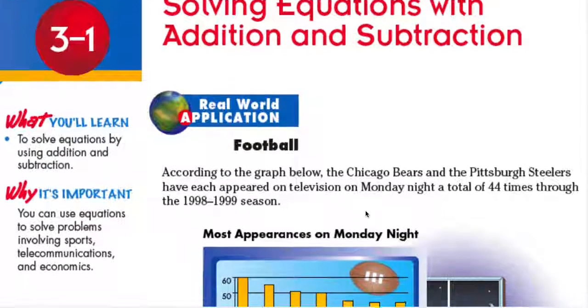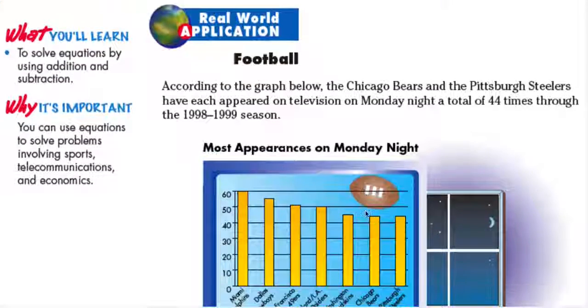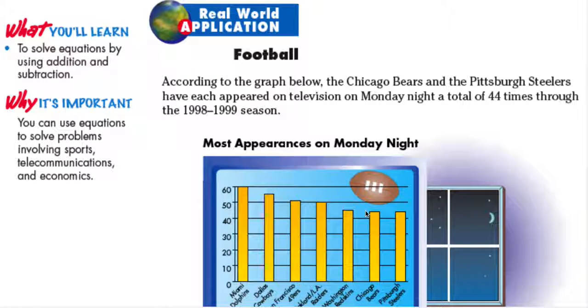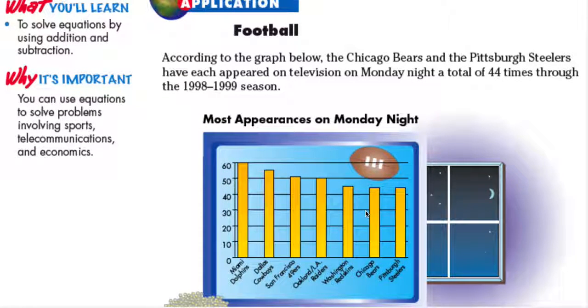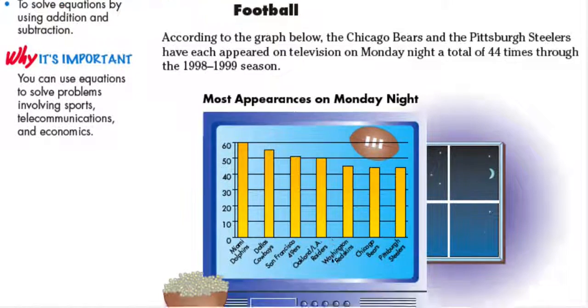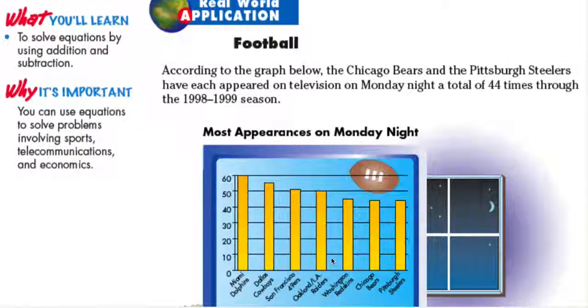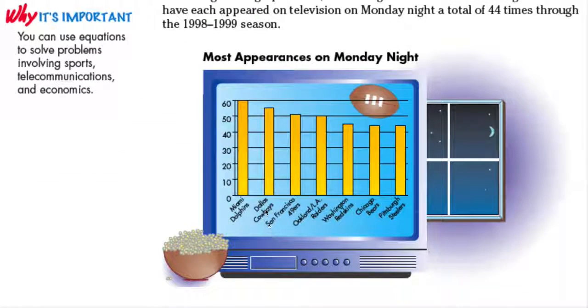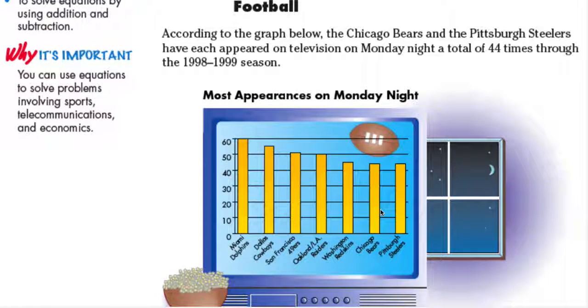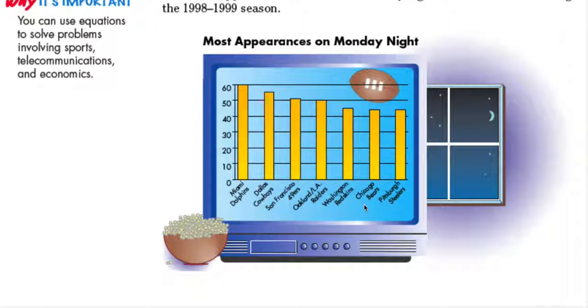According to the graph below, the Chicago Bears and the Pittsburgh Steelers have each appeared on television on Monday night a total of 44 times through the 1998 and 1999 season. This is a bar graph to show that. In our bar graph, you have all the other teams: Miami Dolphins, Dallas, San Francisco, the Raiders, the Redskins, the Bears, and the Steelers. It says that they have appeared a total of 44 times through the 1998-99 season.